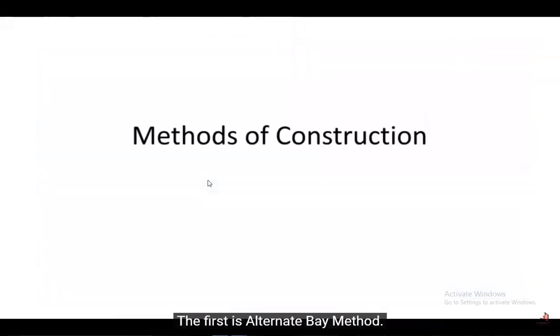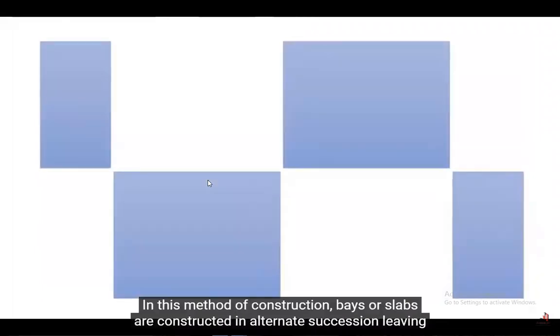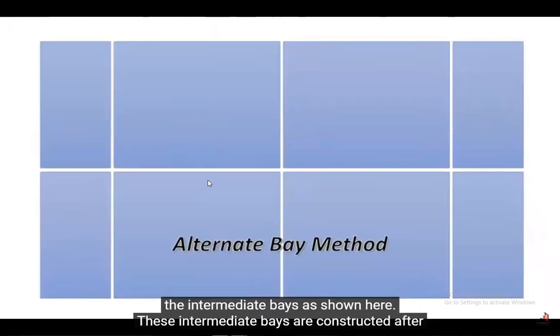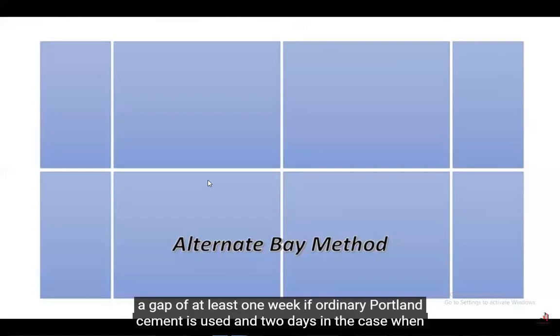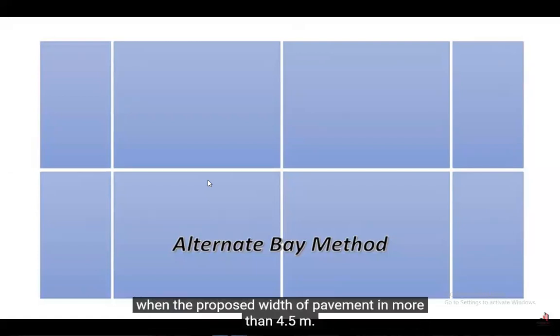The first is the alternate bay method. In this method of construction, bays or slabs are constructed in alternate successions, leaving the intermediate bays as shown here. These intermediate bays are constructed after a gap of at least 1 week if ordinary Portland cement is used, and 2 days in case when rapid hardening cement is used. This pavement is practicable and found useful when the proposed width of the pavement is more than 4.5 meter.